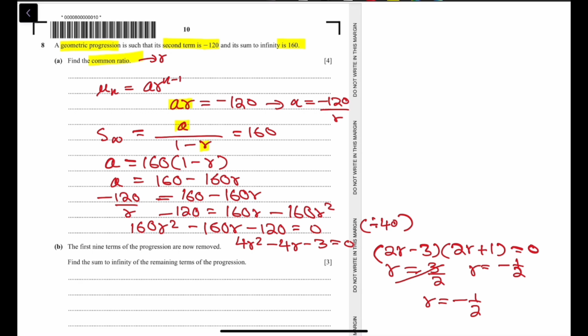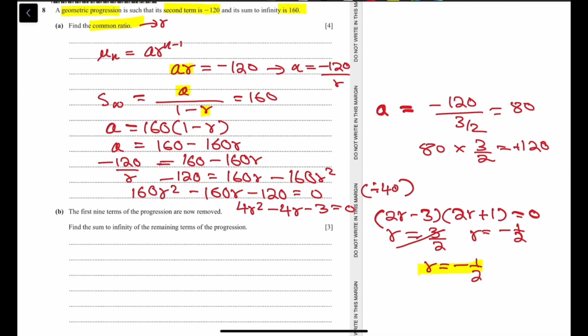The reason for this is because if we substitute for our a, if ar equals negative 120 and we divide by r equal to 3 over 2, we will end up with a being negative 80. And if we do negative 80 times 3 over 2 to get our second term, we will get negative 120. Therefore, our r must be our negative a half. Part B. The first 9 terms of the progression are now removed. Find the sum to infinity of the remaining terms.